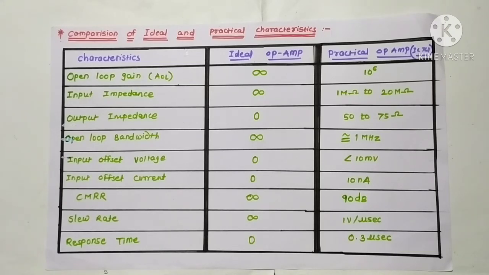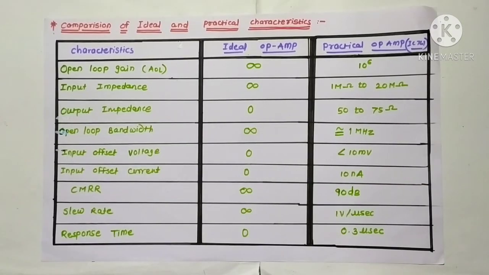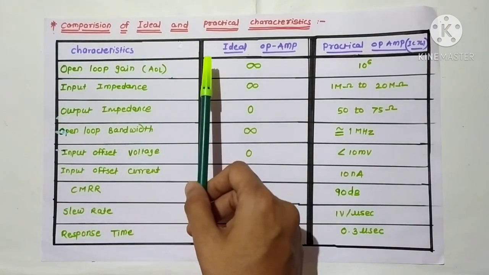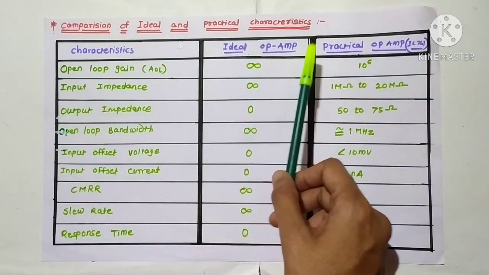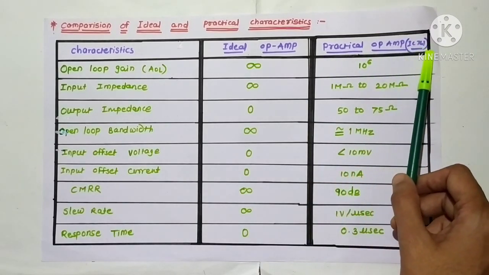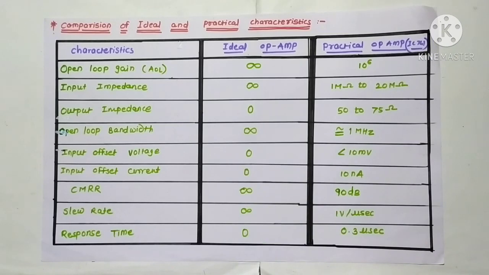Students, in this way today we have studied all the characteristics or parameters of an op-amp in detail. We have completed the characteristics of the ideal operational amplifier and the practical operational amplifier, that is IC741. In the next lecture we'll see linear applications and non-linear applications of an operational amplifier.